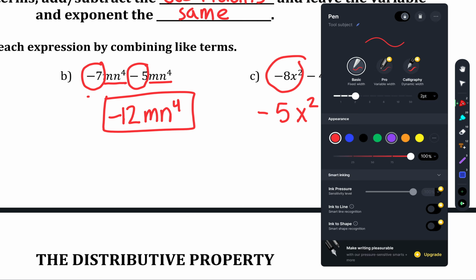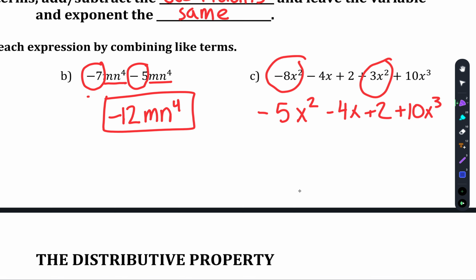Before we move on, there is one little tiny rule that we need to follow. When we are simplifying expressions, we always want to list our terms, right? Terms are separated by pluses and minuses. List our terms from the highest exponent to the lowest exponent.